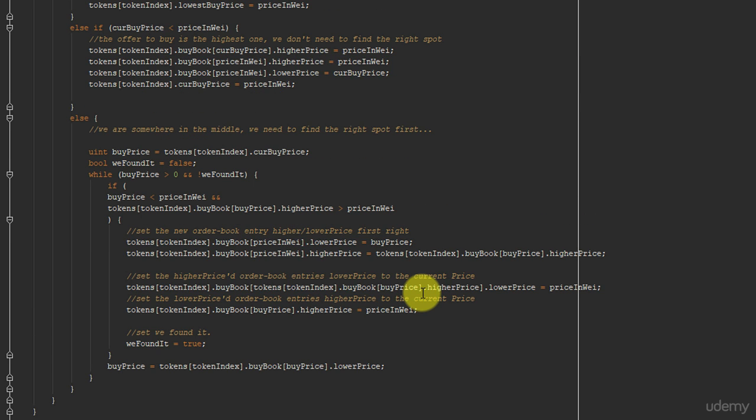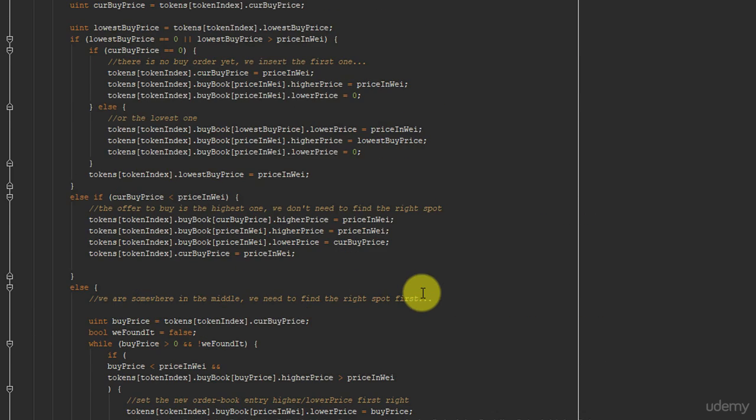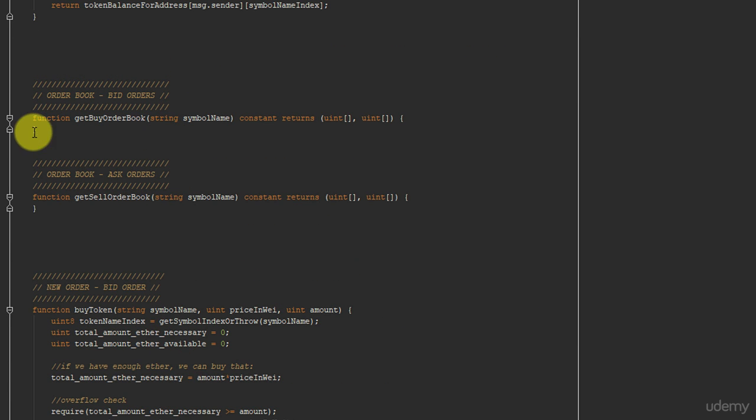And in the next lecture, we are going to implement the functions to actually return our order books, and then we can test it.